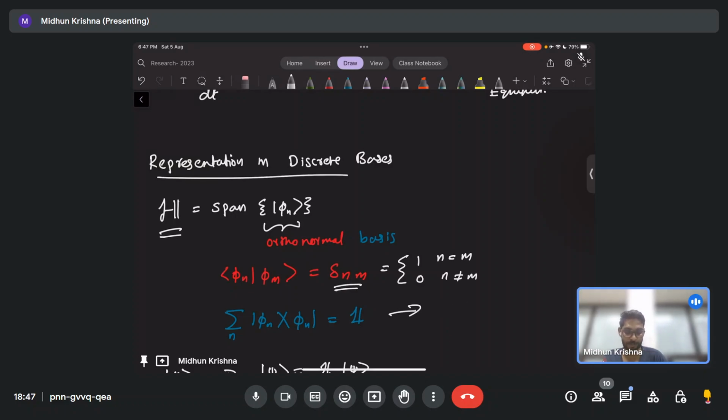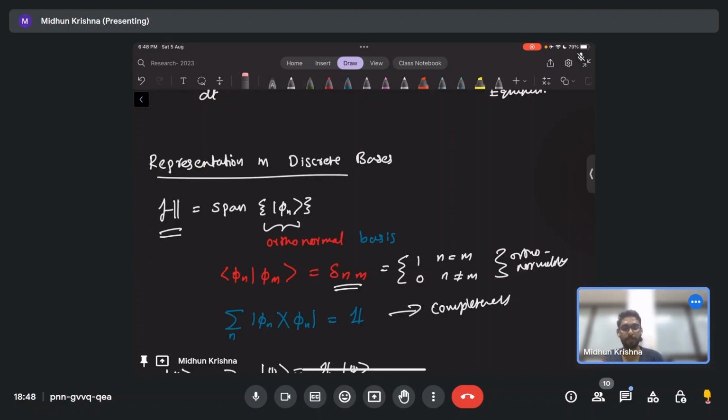This is something that we used earlier. Completeness. This is orthonormality. Okay. So yeah, a basis follows these properties.